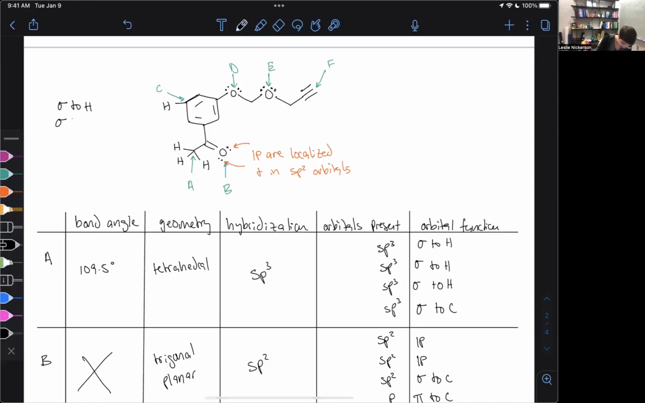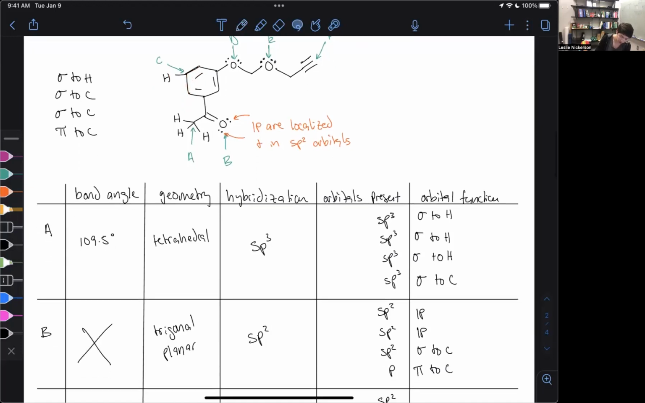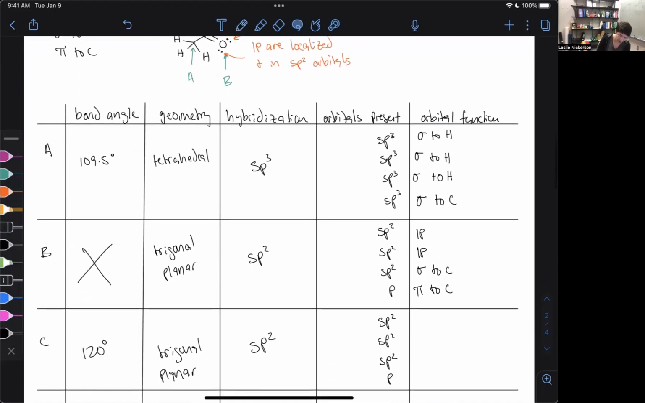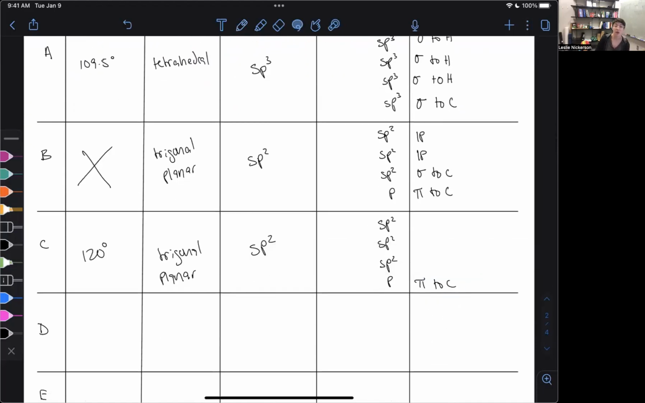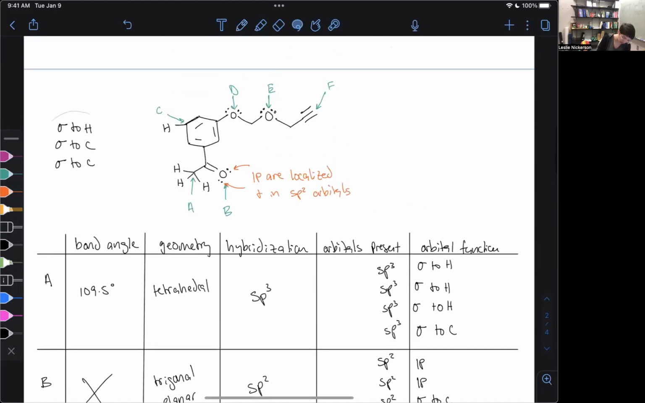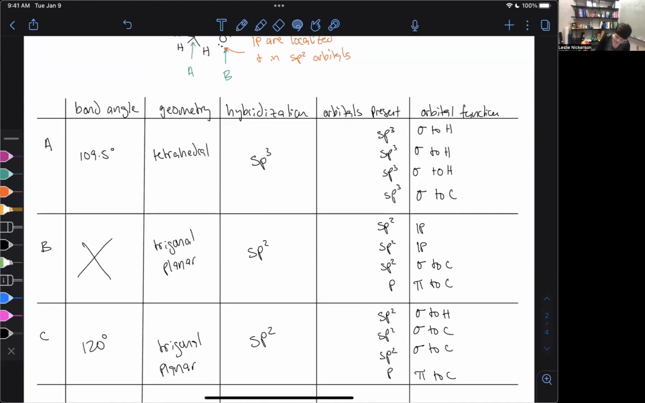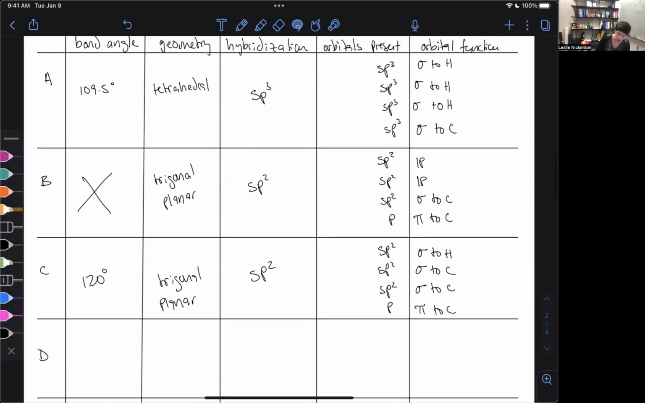We've got a sigma bond to C, so that would be this one here. We have another sigma bond to the other carbon. And then to make that a pi bond, we've got a pi bond to that carbon as well. Okay, so we've got 3 sigma bonds, 1 pi bond. So again, let's go ahead and start with the easy one. So we do have a p orbital. So that pi bond is going to be made from that p orbital, which means that all the other stuff ends up getting in those sp2 orbitals.